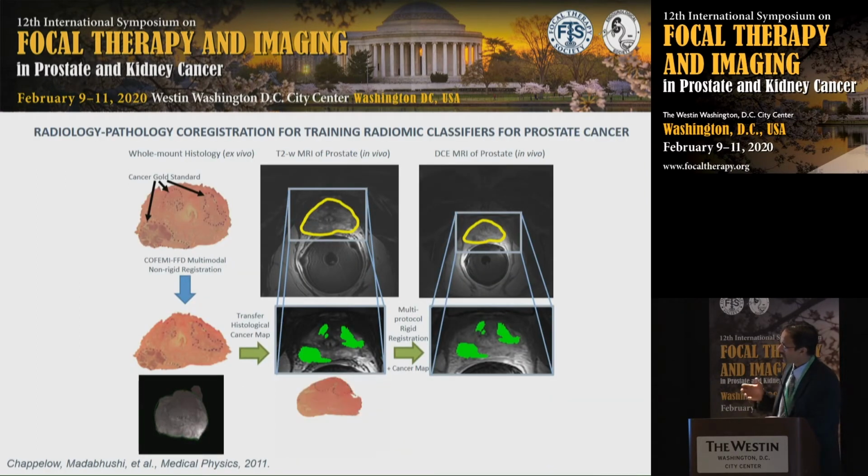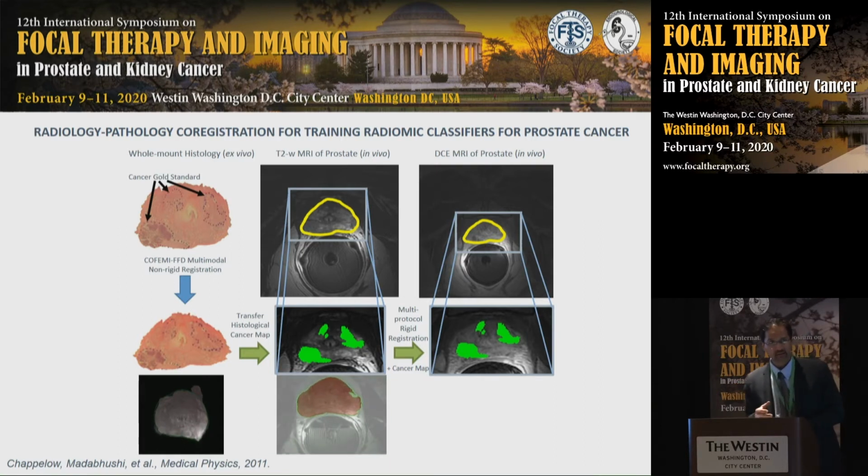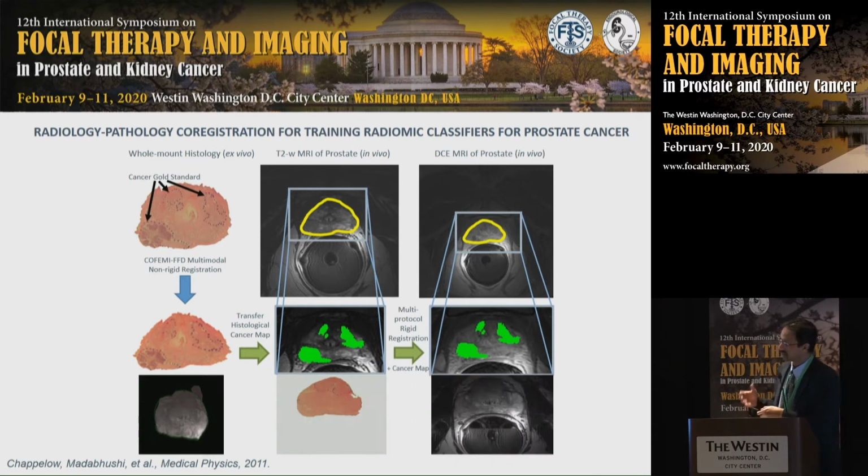Now, a big part of developing AI or radiomic-based classifiers for identifying the presence of disease or the aggressiveness of the disease is establishment of ground truth.